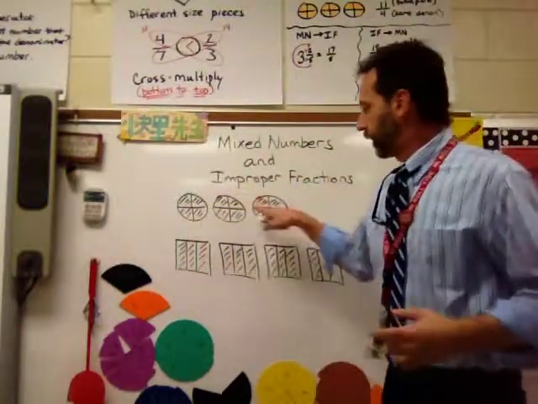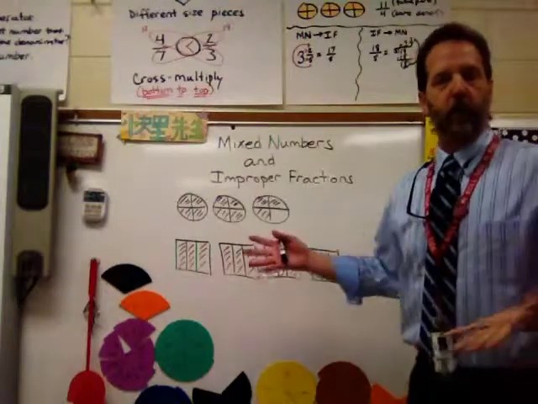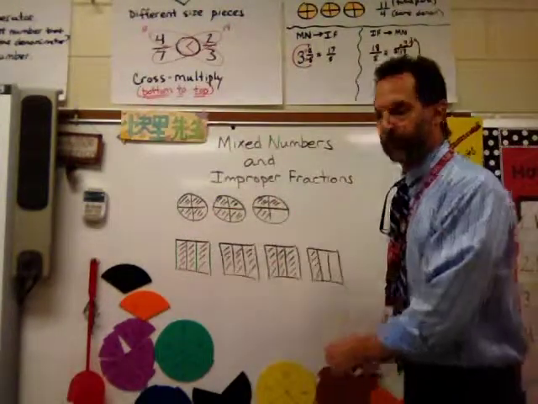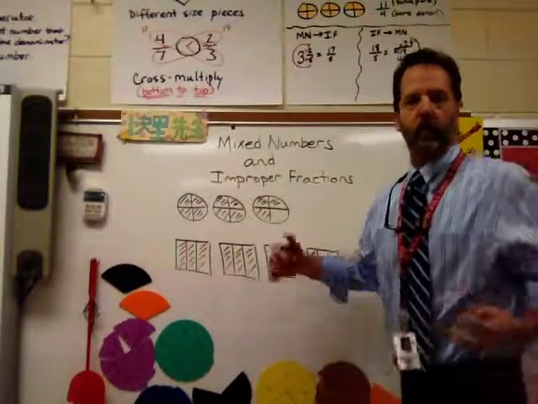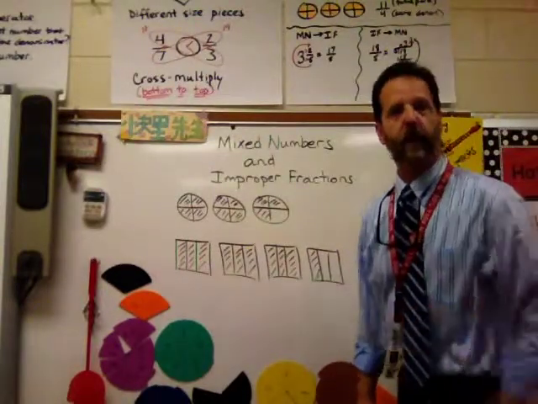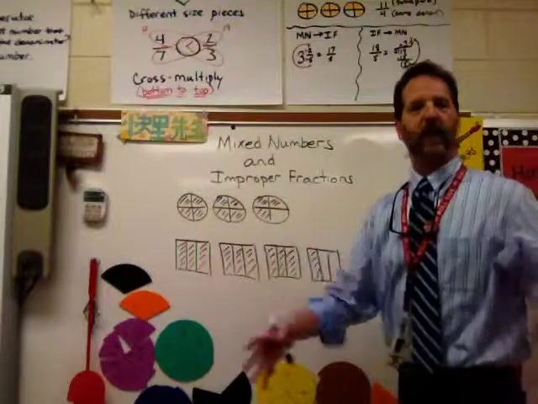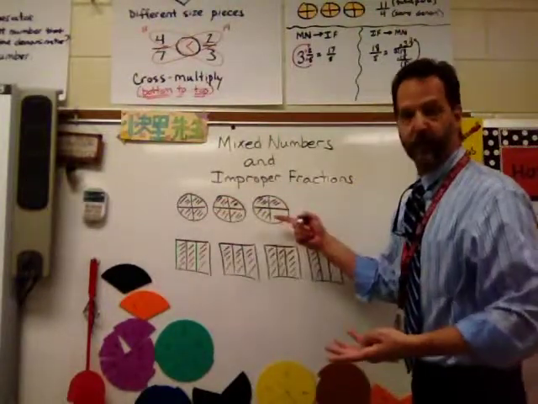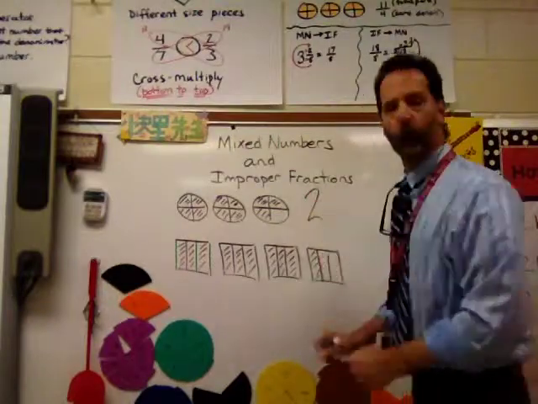Now, if we look at our pictures here, we should be able to find a mixed number for the shaded amount in each set of pictures. Let's take a look at the circles. How many circles do you see? There are 3. How many are entirely shaded? 2. So my whole number for this set of figures would be a 2.